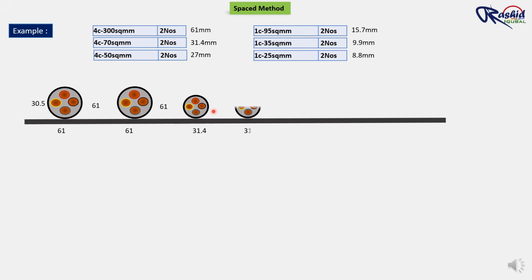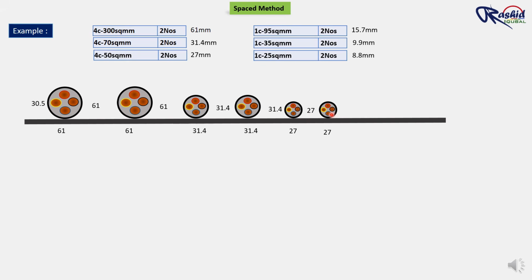Now we will lay another 4 core 70 square mm cable beside an existing 70 square mm cable. Since both cables have the same diameter, we will keep a 31.4 mm gap between them. After that, we have to lay a 4 core 50 square mm cable with a diameter of 27 mm. Since it's being placed next to the 70 square mm cable, we will again maintain a 31.4 mm gap, which is the larger of the 2 diameters. Next we lay one more 4 core 50 square mm cable next to the previous one. As both cables are of the same size, we will maintain the same 27 mm gap here.